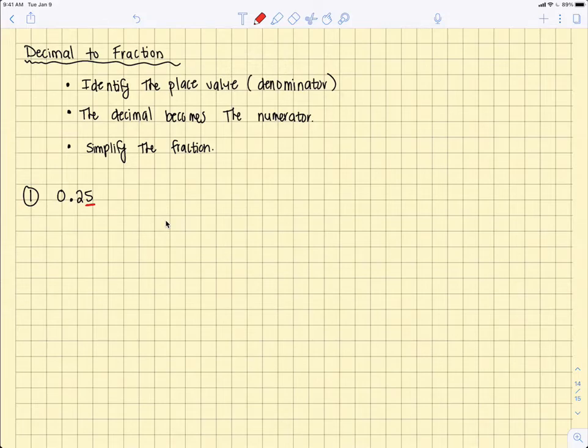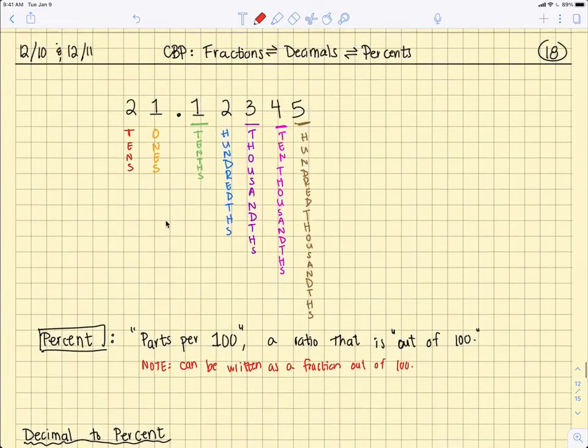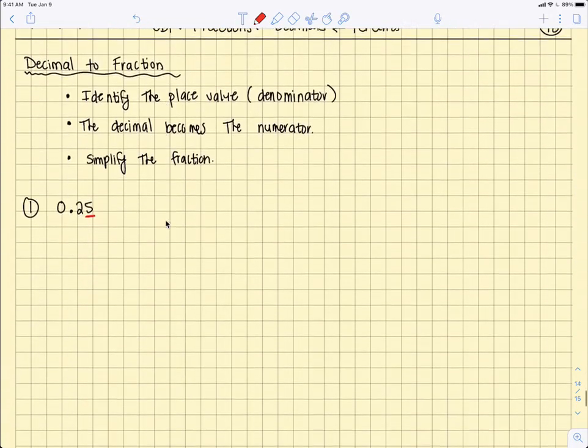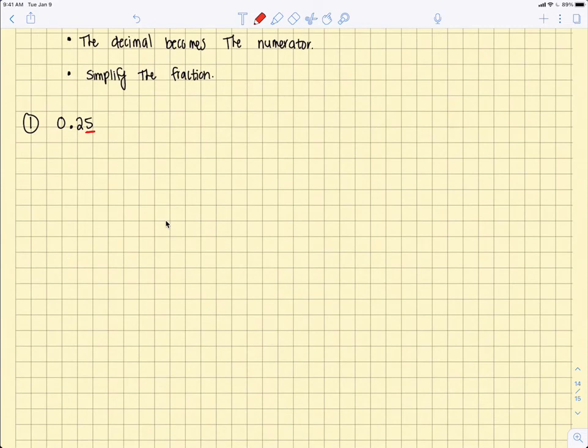Well, remember, that's why we wrote it down at the beginning. So it goes tenths and hundredths. So I read this as, I'm going to write it in words, I read this as 25 hundredths.